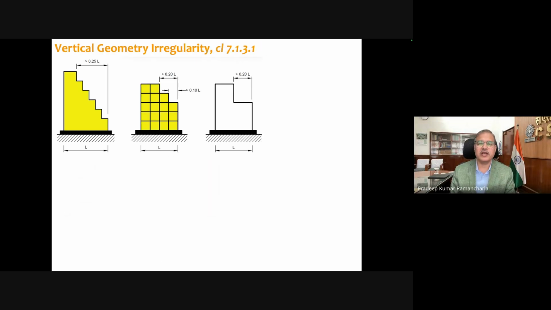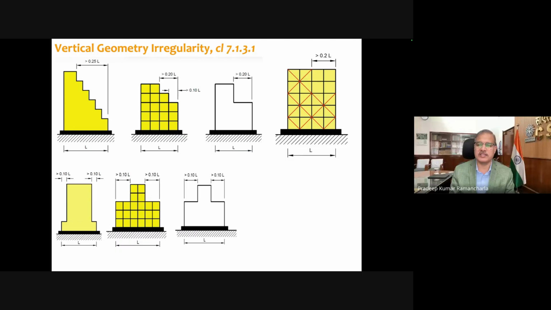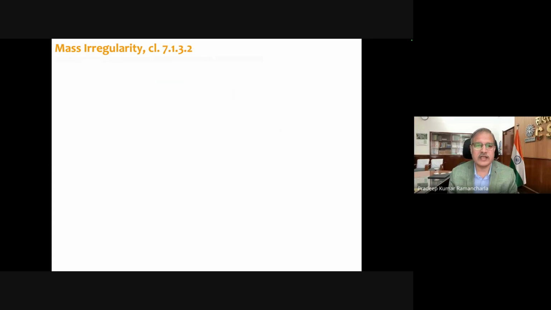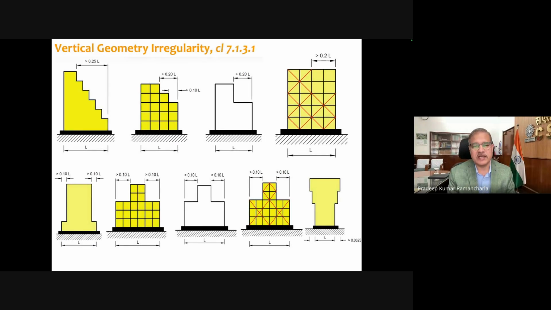Then coming to vertical geometric irregularity. As you can see, if the building is tapering like that, and if the portion which is irregular is more than 20% of the dimension in that principal plan direction, then it is accounted for as irregularity. So what do we do if such irregularity is there? Again we need to perform dynamic analysis, and drift limits are imposed. So this is vertical geometric irregularity.